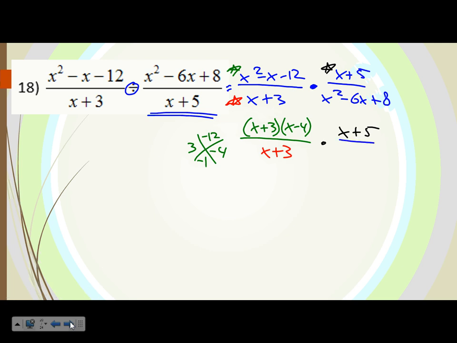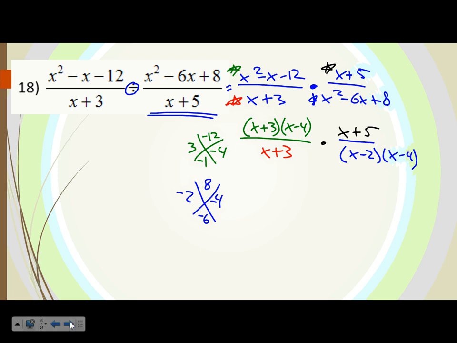And the last one, this one definitely can factor, or we should see, maybe it doesn't. Factors of 8 that add up to be -6, 2 and 4, but again, it's -2 and -4. Be careful with that. X minus 2 times x minus 4.